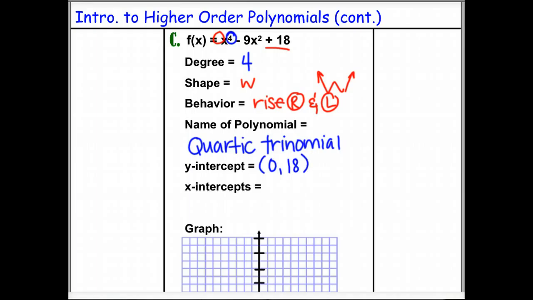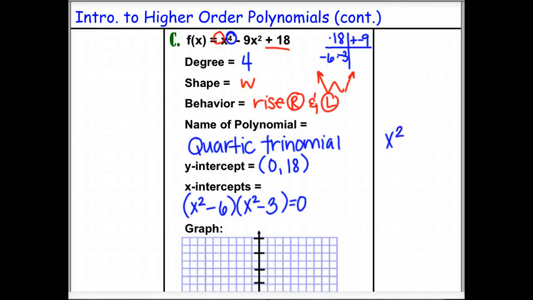And my x-intercepts, I need to factor this. I look at it and say, I know that I'm going to have an x squared and an x squared, and I need 2 numbers that multiply to 18 and add to -9. And I know that they both need to be negative, and I think -6 times -3, because -6 plus -3 is -9. So I have -6 and -3. I need to then solve these by setting this equal to 0.